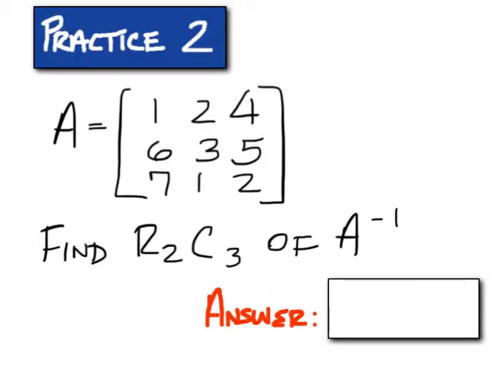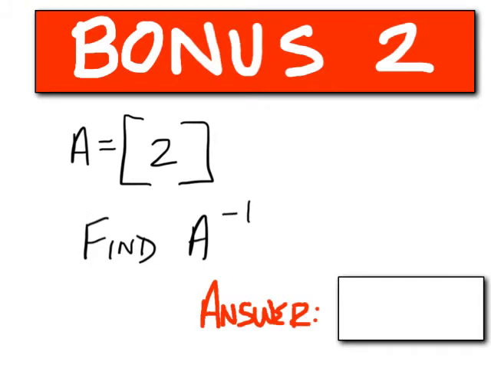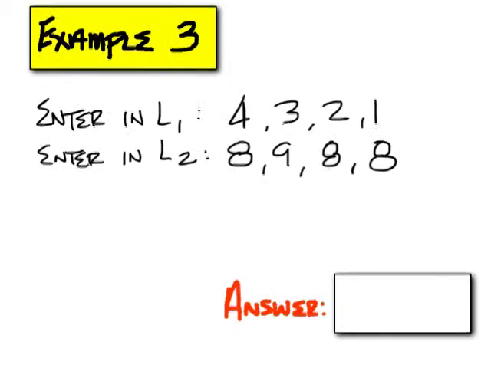Practice problem number 2. Find row 2, column 3 of the inverse of matrix A, which is a 3 by 3. Well, on the practice problem here, you can have, I'll take a variation of anything because I didn't tell you what to round to, but the real answer is negative 1.462, but if you put negative 1.5, that's fine too. A bonus problem, find the inverse of matrix A. The answer should be 0.5.